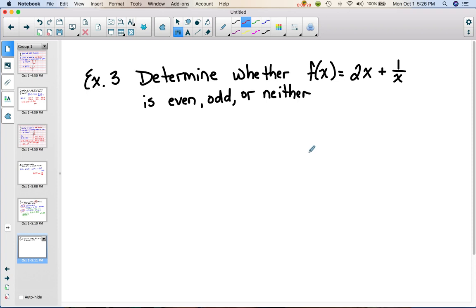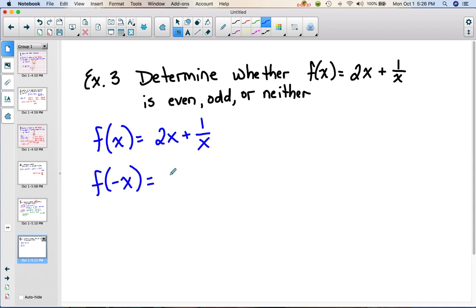So here's the last one. Determine whether f of x equals 2x plus 1 over x is even, odd, or neither. We already have f of x. I'm going to find f of the opposite of x. If I do that, I replace the x with the opposite of x. I'm multiplying here, so I get a negative 2x. It doesn't matter where I put the negative sign, I'm just going to make this minus 1 over x.